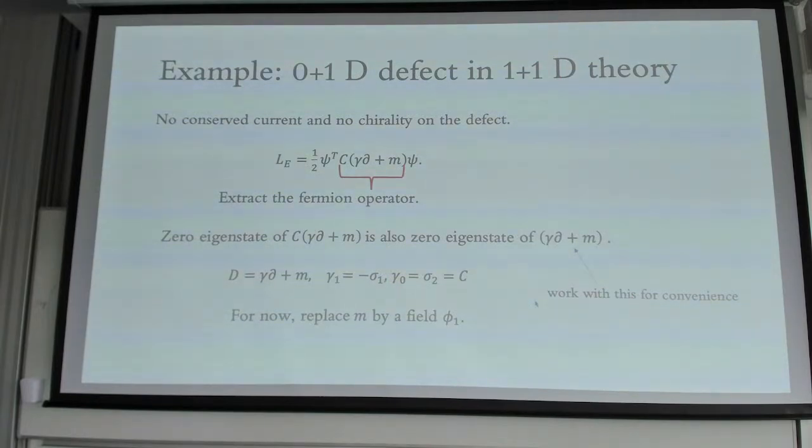So now take this Lagrangian and extract the corresponding fermion operator. And I'm interested in zero eigenstates of this fermion operator, right? So the zero eigenstates of this operator are also zero eigenstates of this operator, if you get rid of the C. So let's work with the zero eigenstates of this operator. And what I'm going to do is replace my Majorana mass by a field for now. I'll call it phi 1. And you'll see why I'm calling it that.